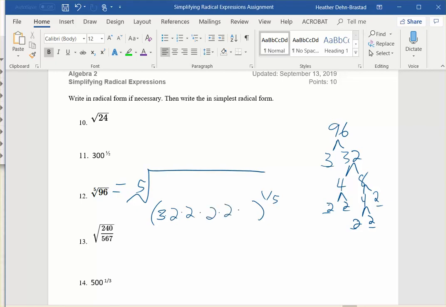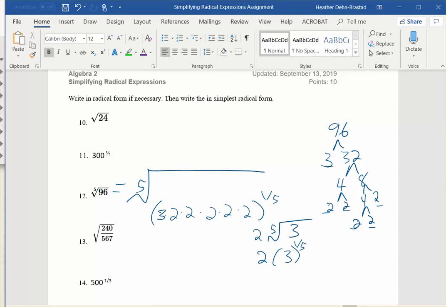1, 2, 3, 4, 5. And it's the 5th root. So if there's 5 of them and you want the 5th root of 32, or the 5th root of all of these 2's, is 2. So that means that of all of these, the 2 comes out, and all you're left with is the 5th root of 3. Or you could write it as 2 times the 3 to the 1/5 power.